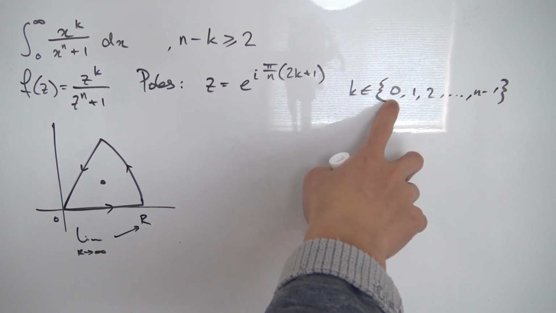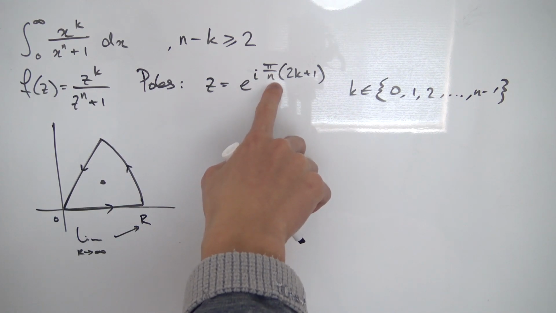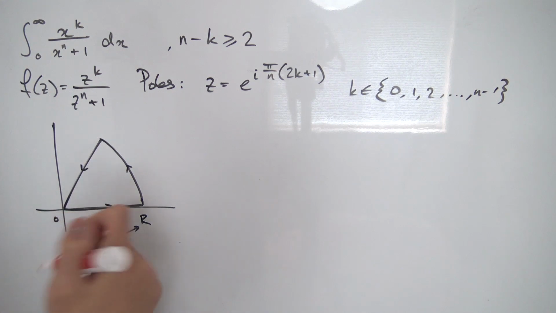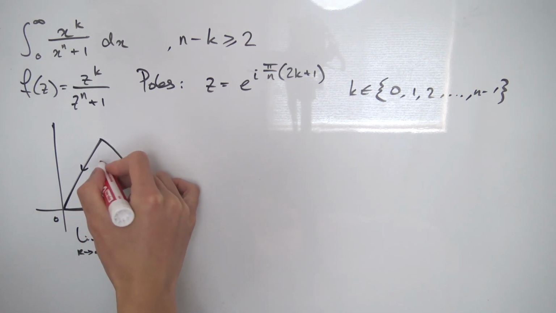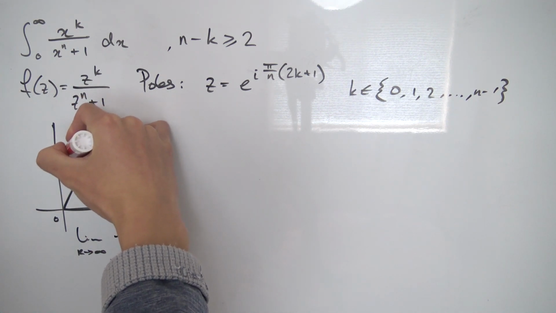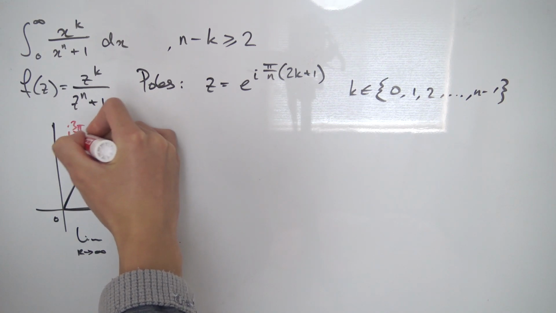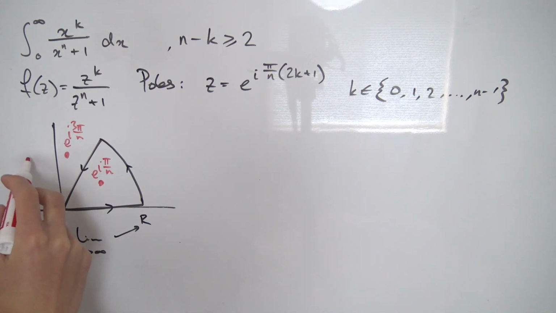So if you let k be equal to 0, then you're going to have e to the i pi over n. So this pole right here, I'll mark it in red. This pole is exactly e to the i pi over n. And how about our second pole? I'll just put that in as a reference. Our second pole is going to be somewhere over here, so e to the i 3 pi over n. So we have 1 pi over n and 3 pi over n. Then the next pole will probably be over here somewhere.